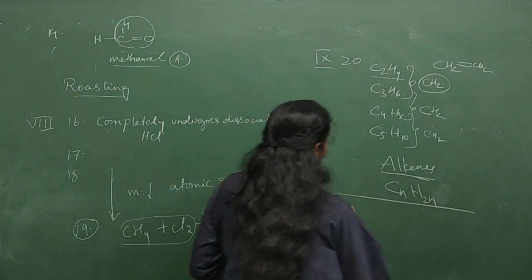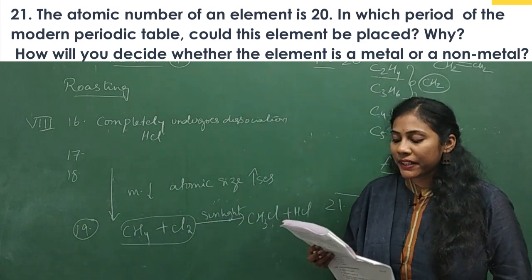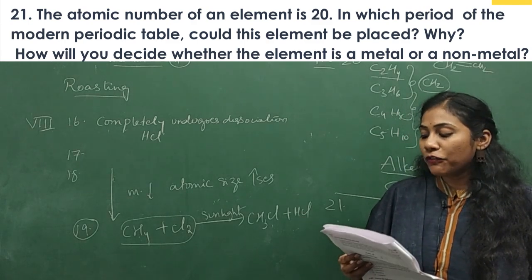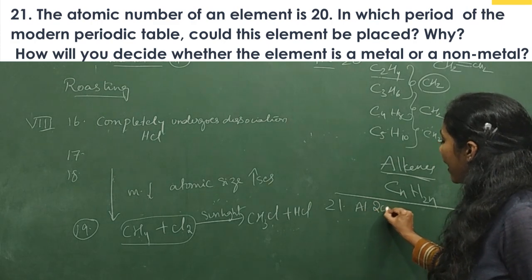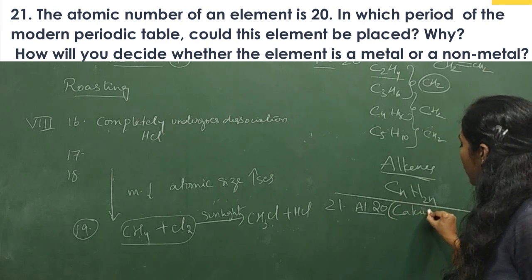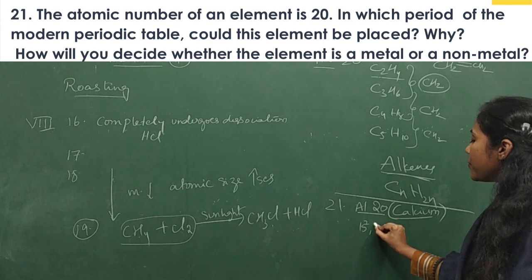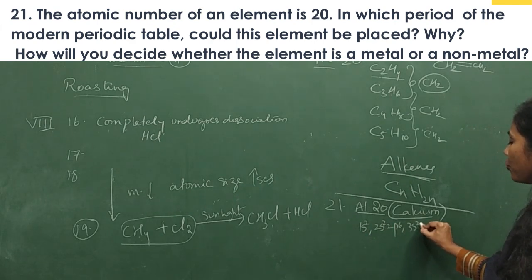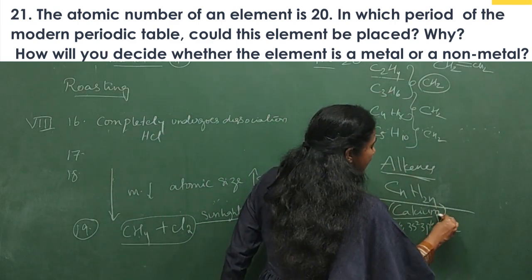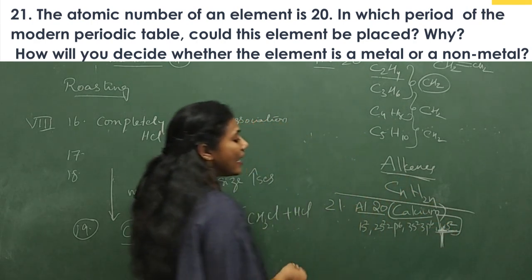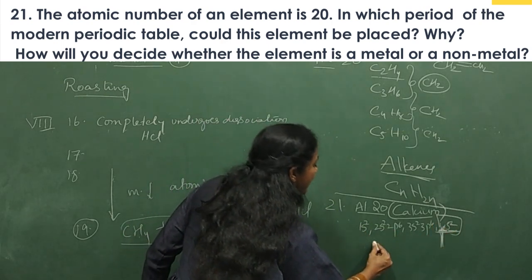And coming to question number 21. The atomic number of the element is 20. In which period of the modern periodic table could this element be placed? Why? How will you decide whether the element is a metal or a non-metal? So atomic number 20 is calcium. When you write the electronic configuration of calcium, what do you write? 1s2, 2s2, 2p6, 3s2, 3p6, 4s2. Isn't it? Right? So this is the electronic configuration. And if you see the last part, 4 in the sense what? This is the last shell number. The last shell number is 4, in the sense that particular element comes in the 4th period.